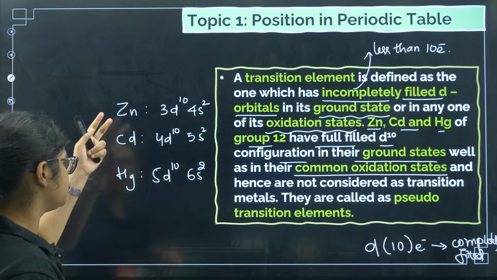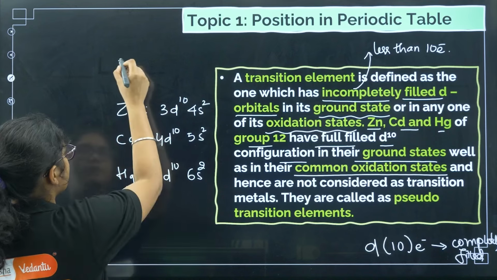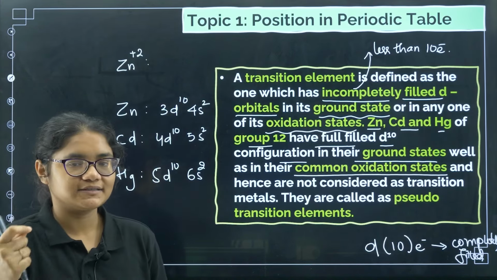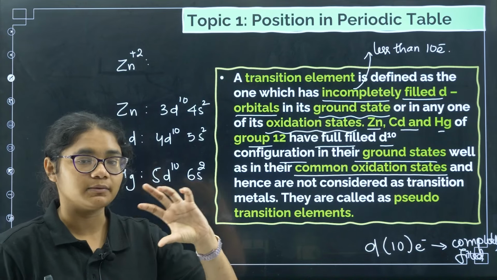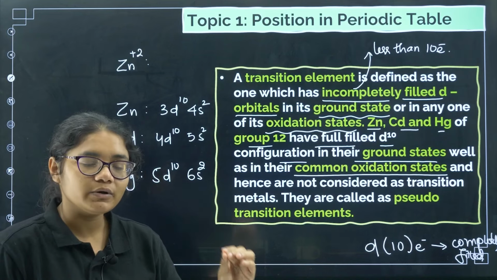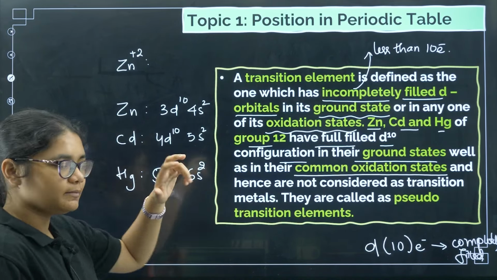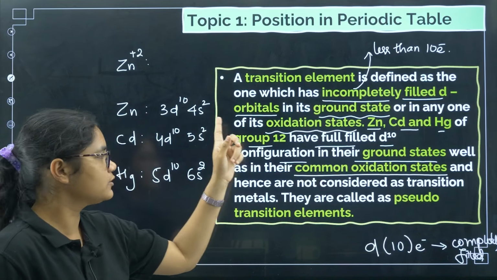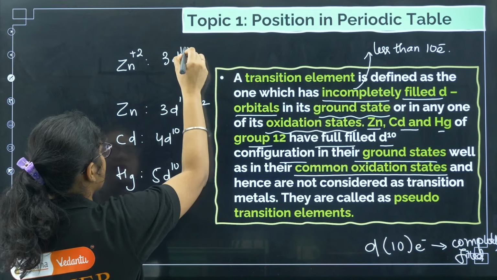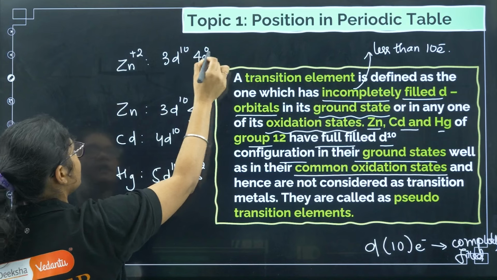Now if I see the common oxidation state of zinc, zinc has a common oxidation state of +2. Now if I see Zn2+, that is the common oxidation state. What do you mean by Zn2+? Zn2+ means 2 electrons have been removed from zinc. These 2 electrons will be removed from the outer shell. So 3d will be the inner shell, 4s will be the outer shell. So 2 electrons must be removed from 4s. So what will be the configuration of zinc? It is 3d10 4s0. So I can just write it as 3d10, right?